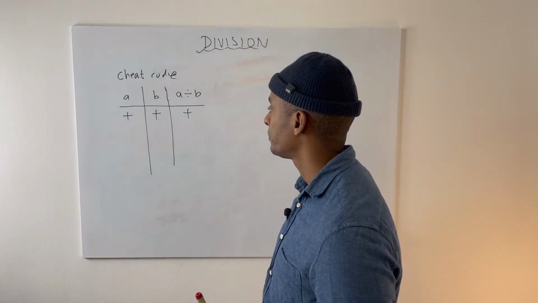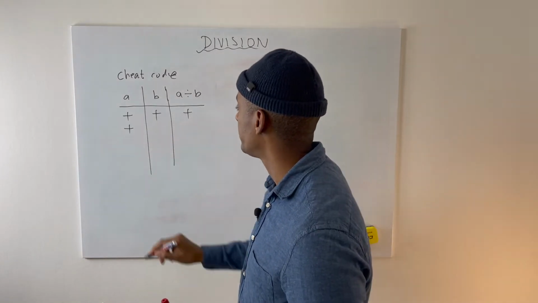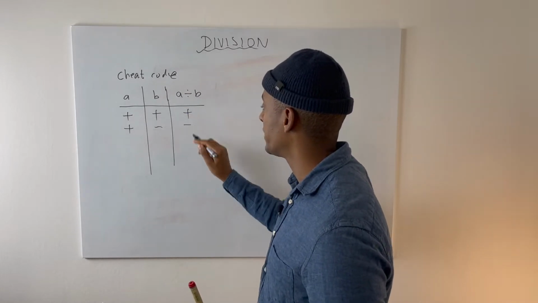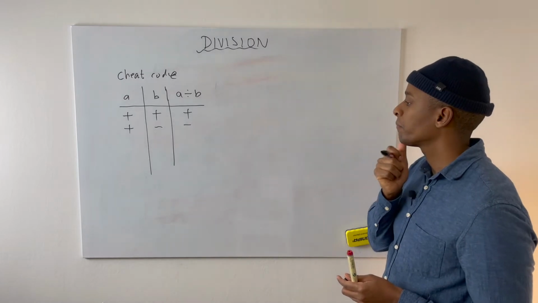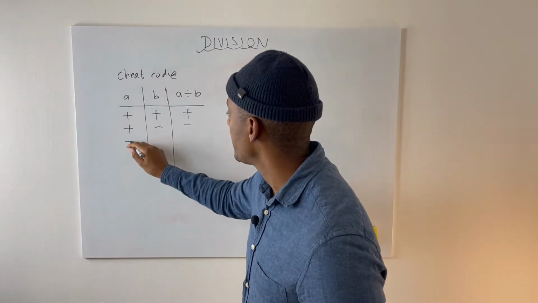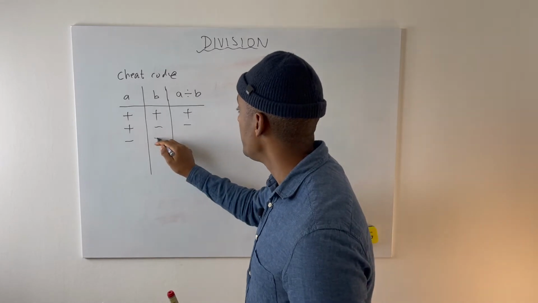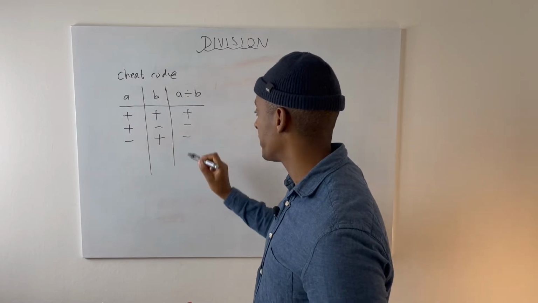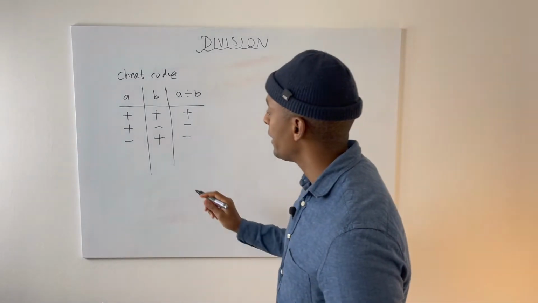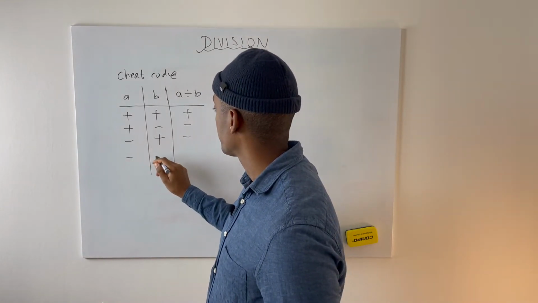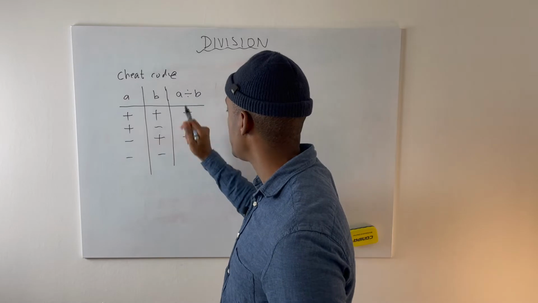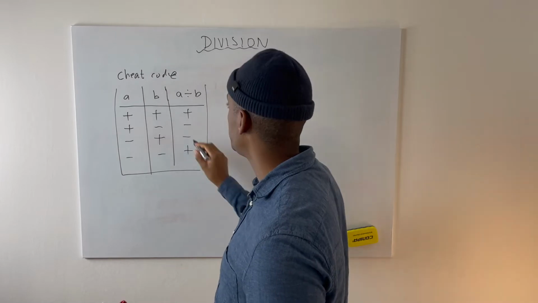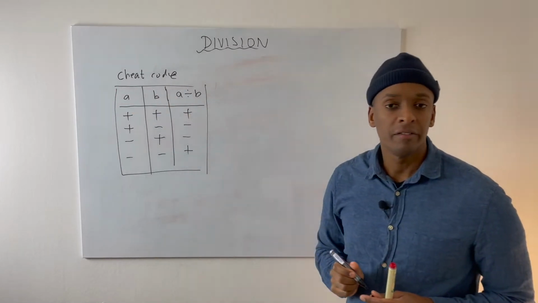Next, if A is positive and B is negative, A divided by B is going to be negative. Third, if A is negative and B is positive, the other way around, we still get that A divided by B is negative. And lastly, if both A and B are negative, then A divided by B is going to be positive. So this is the cheat code for division.